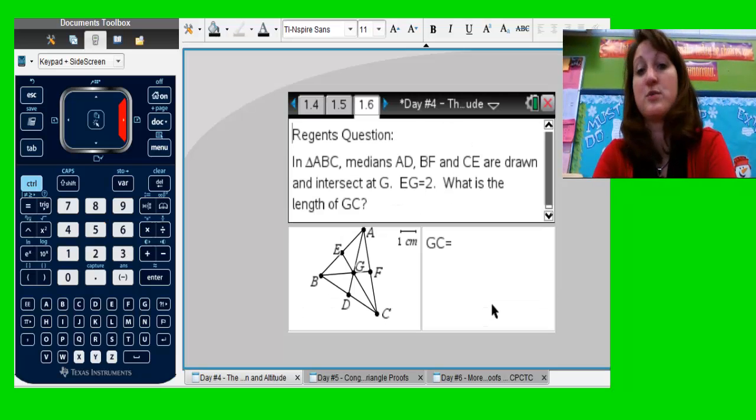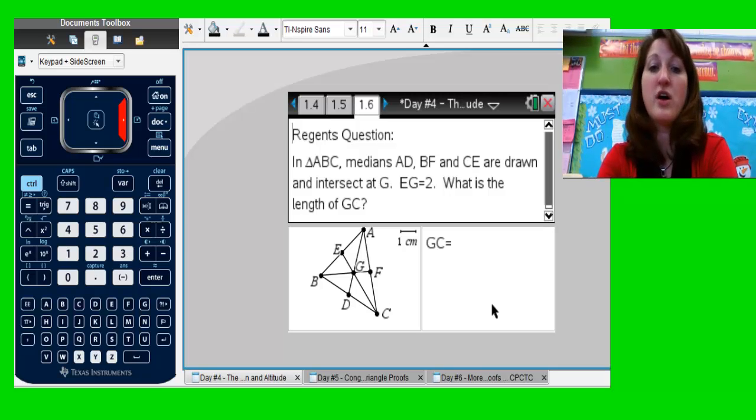Okay, this one was actually a Regents question. I wanted to put this on here just so that you can see how they could ask you this on the Regents exam. For this question, they tell you that you have triangle ABC. They tell you that you have medians AD, BF, and CE are drawn and that they intersect at G. Notice that they did not use the word centroid. So what they're expecting is that you know that the medians meet to form the centroid.